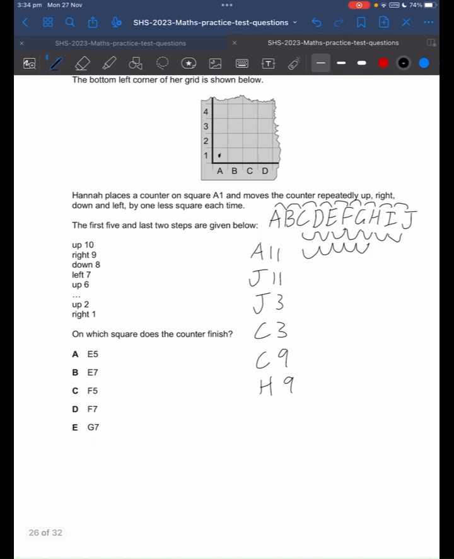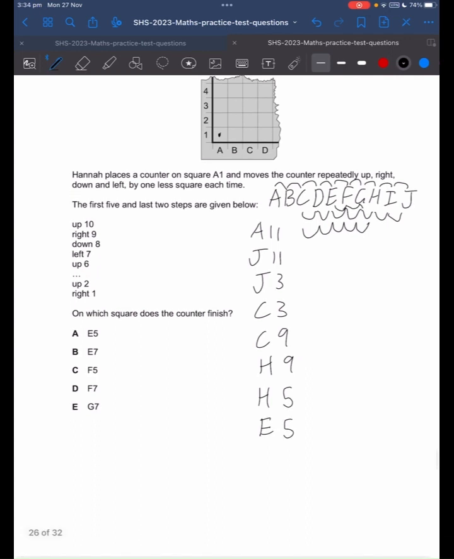down 4, so that'll be H5, left 3, 1, 2, 3, so E5, up 2, E7, and 1 right, which is F7. So our answer should be D, F7.